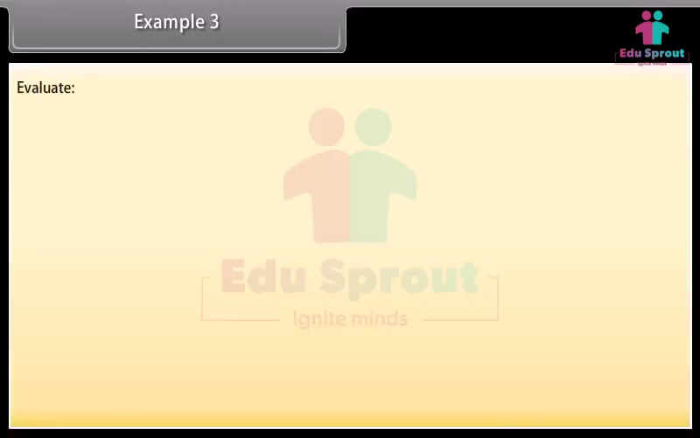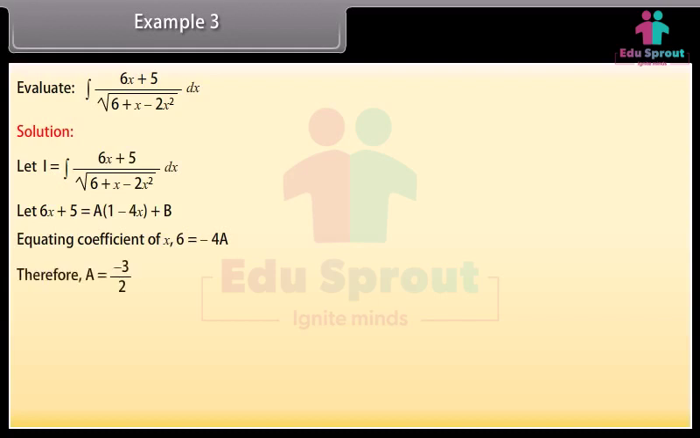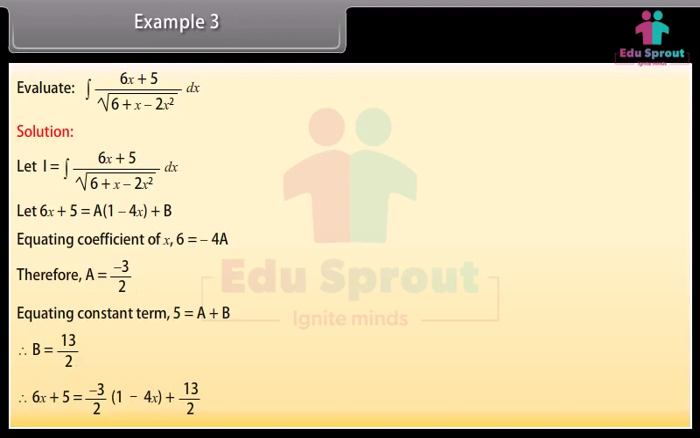Example 3. Evaluate the integral of 6x plus 5 upon square root of 6 plus x minus 2x square with respect to x. Solution. Let I be equal to the integral of 6x plus 5 upon square root of 6 plus x minus 2x square with respect to x. Let 6x plus 5 be equal to a times (1 minus 4x) plus b. Equating the coefficient of x, 6 is equal to minus 4a. Therefore, a is equal to minus 3 by 2. Equating constant terms, 5 is equal to a plus b. Therefore, b is equal to 13 by 2. Therefore, 6x plus 5 is equal to minus 3 by 2 into (1 minus 4x) plus 13 by 2.